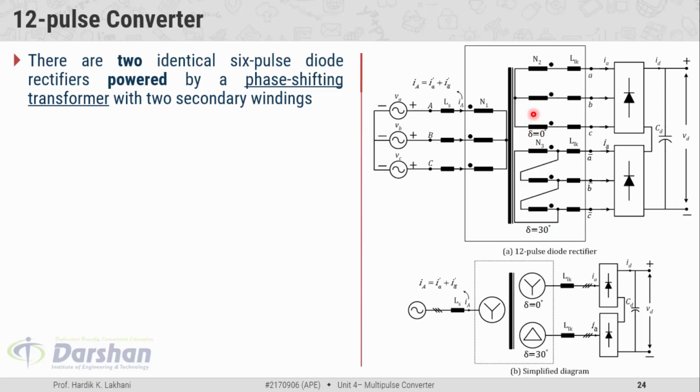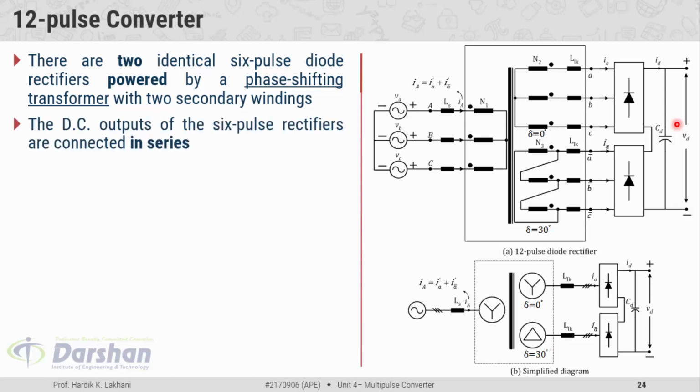As I explained earlier, the multipulse converter is basically a rectifier. It converts AC into DC. For higher power applications, we use this multipulse converter concept. But for lower and medium power applications, the 3-phase rectifier is enough. The key point in this multipulse converter construction is the transformer winding connection.